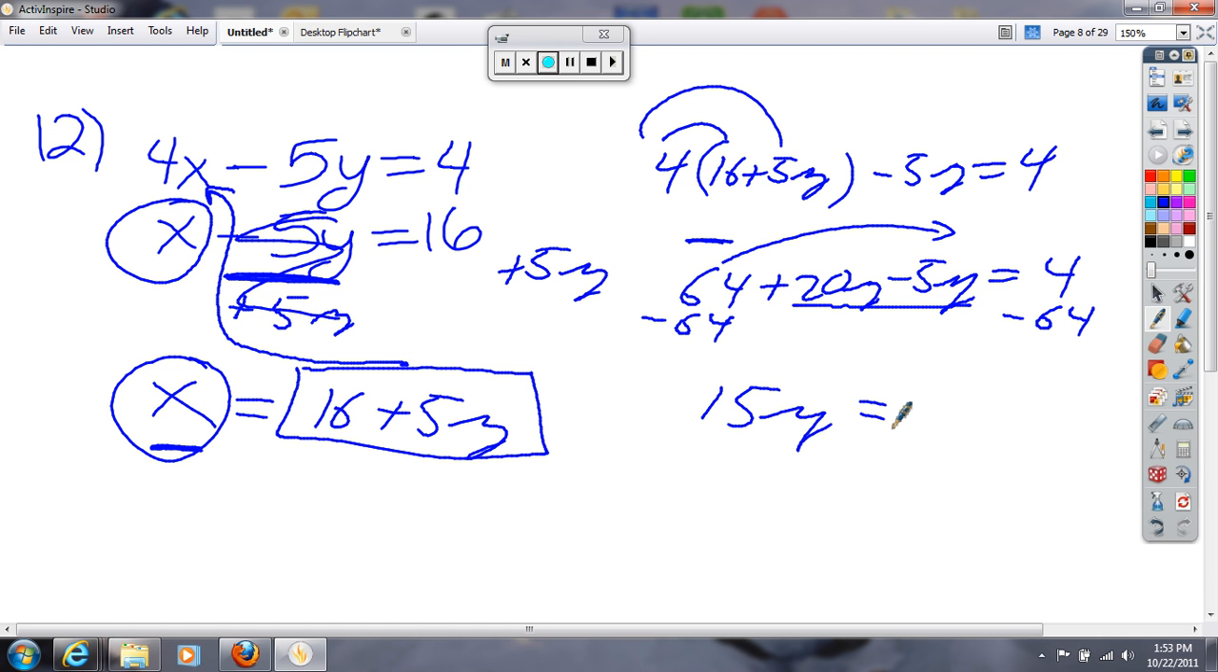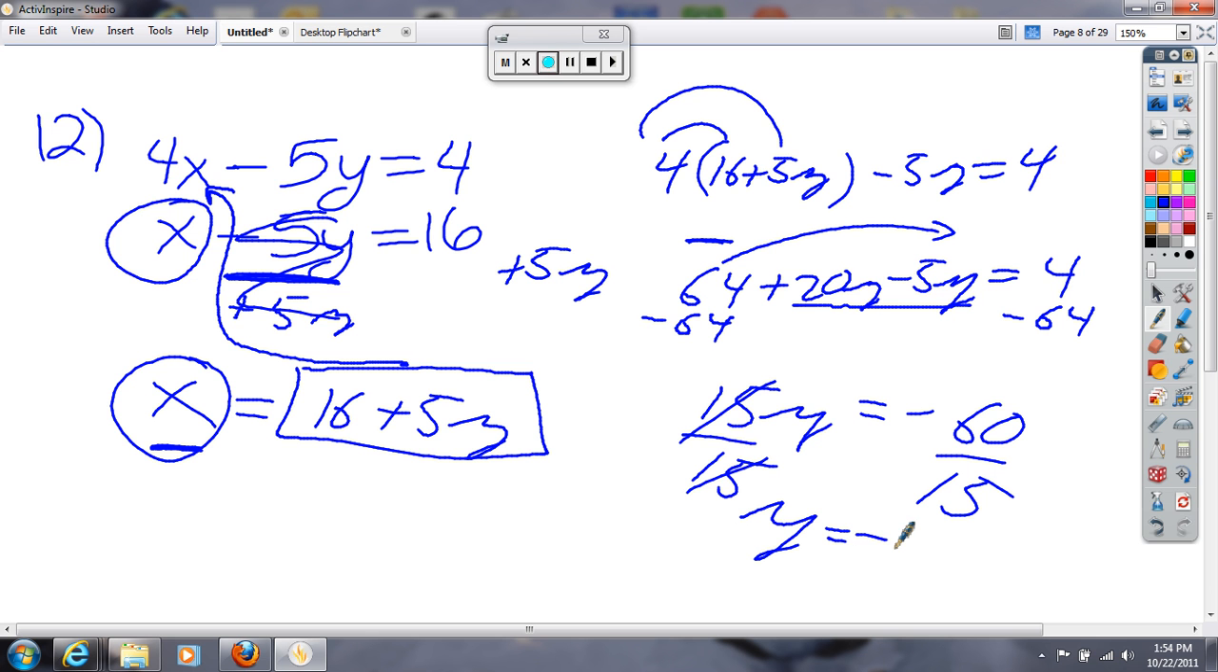So 15y is equal to a negative 64 plus 4. Signs are different. I subtract the numbers, I get 60. I keep the sign of the bigger number, negative. Divide by 15. They cancel. And y is equal to a negative 4. Now we know y is negative 4.